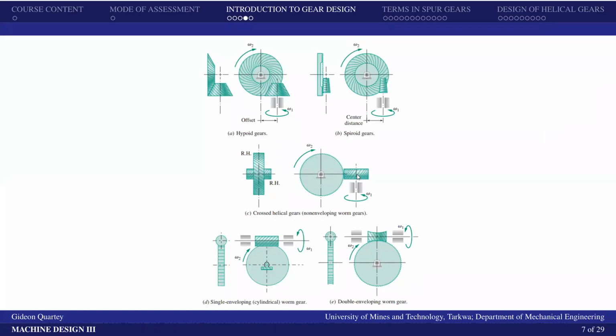Then we also have the single enveloping or cylindrical worm gear. We have the worm gear, and then the next one is the double enveloping worm gear, which is this one here. All right. So these are the different categories of gears and the different arrangements of gears, depending on the shaft arrangement and the various types of gears that we have. That's what we've discussed here.